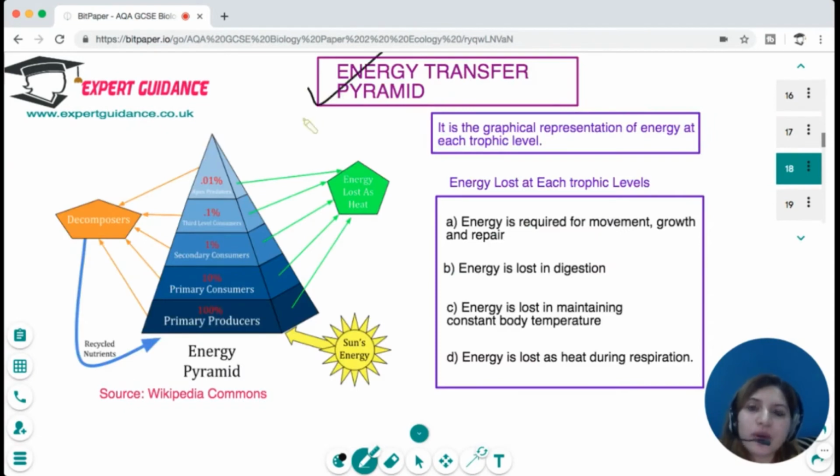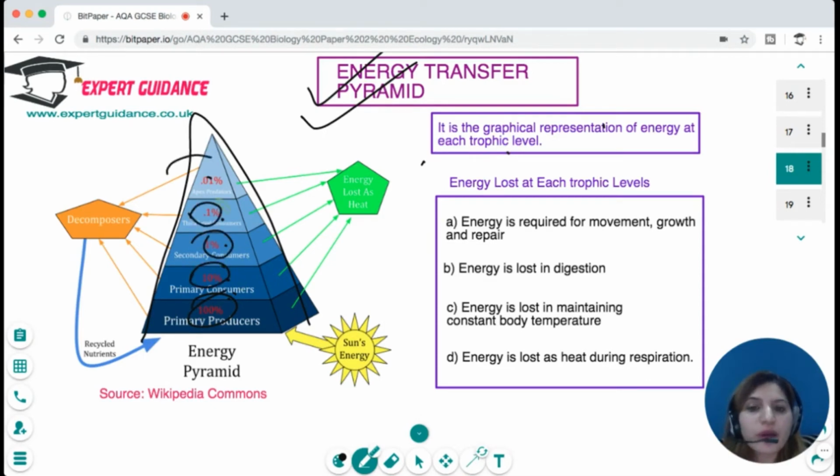But when we talk about the pyramids of energy, which is a graphical representation of energy at each trophic level, it is always upright, because at each level just 10% of the energy can be transferred. You can see there's 100% at the primary producers. Primary consumers get just 10% of that. Secondary consumers get 0.1 and 0.01.